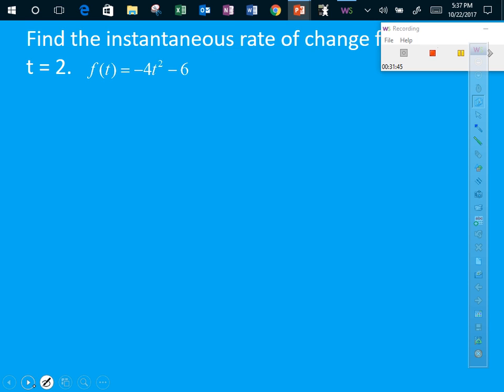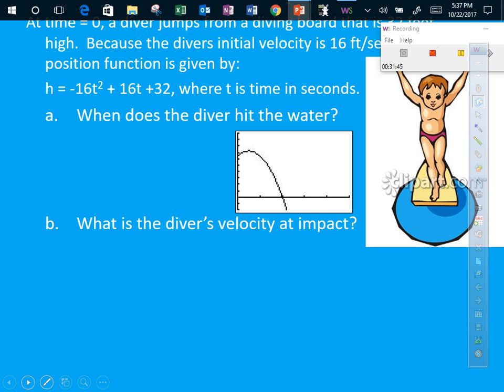Nah, it didn't. At time 0, a diver jumps from a diving board that's 32 feet high. Because the diver's initial velocity is 16 feet per second, his position function is given by h of t equal negative 16t squared plus 16t plus 32, where t is the time in seconds. When does the diver hit the water?